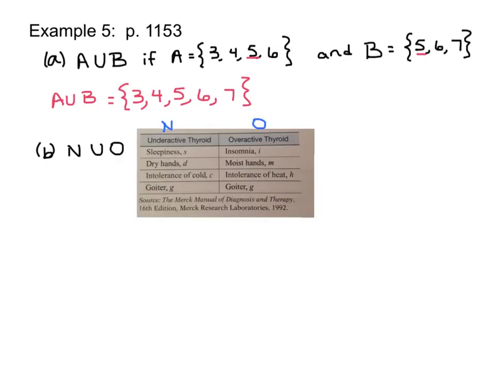So for example B, we're again looking at N and O from the table at the beginning of the section. So the union for this one would be the set that contains S, D, C, G is only going to be written once, I, M, and H.